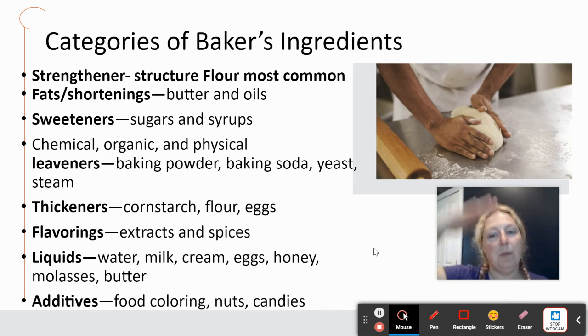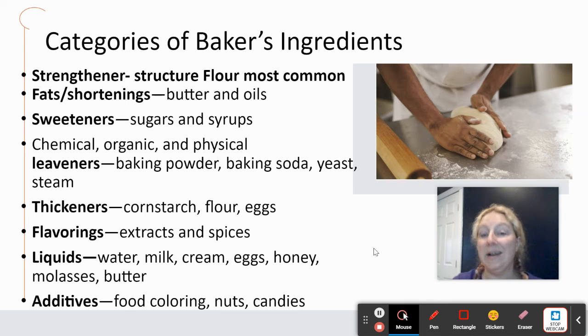Leavening makes things puffy. And so leavening is going to make things rise. You have chemical, which act immediately. You have yeast, which takes some time. It's an organic substance. And then you have steam or air. These are your physical ones.